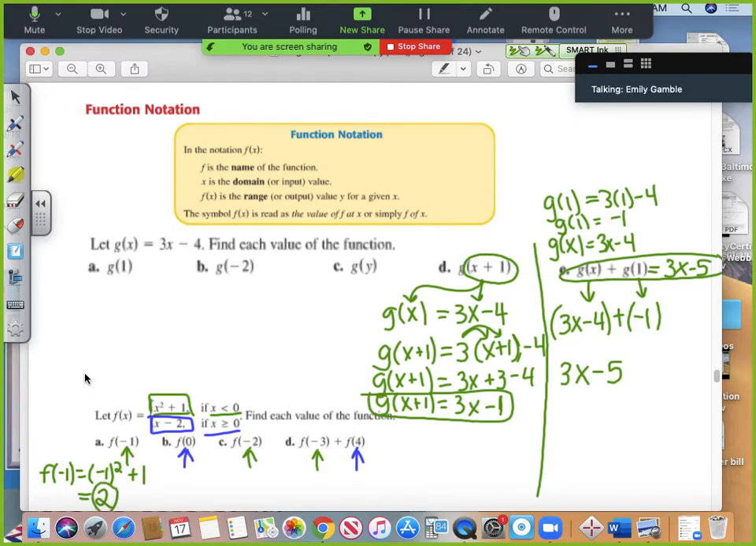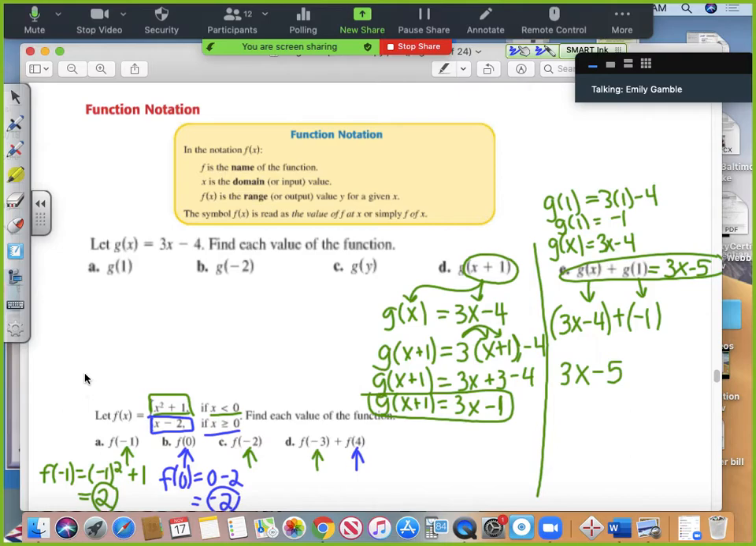Then b, I'm going to be using this other function, the blue one, because x is greater than or equal to 0. So I would use this one, x minus 2. So to find this one, this would be f of 0 equals, I replace in 0 in for x, and we're going to get negative 2 as this answer. So depending on what the x number is, you have to decide what function to replace that number in for.